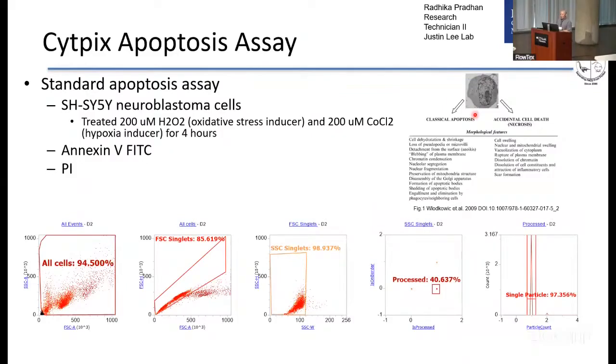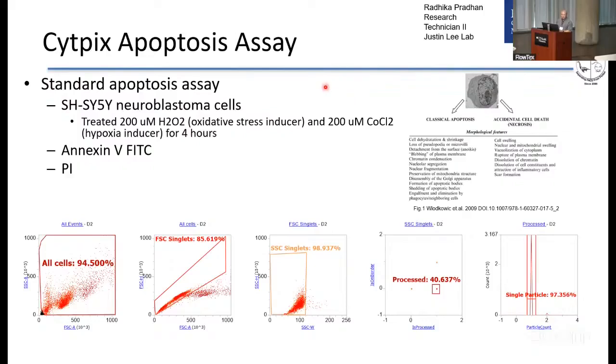As a proof of concept for validating the instrument, we decided to use just a standard flow cytometry assay, an Annexin V PI apoptosis assay, to demonstrate the ability of the instrument to distinguish different stages of apoptosis using conventional flow and see if we can get any enhancement or benefit from having imaging. As you can see from this figure, there are a lot of morphological features that happen to a cell when it undergoes apoptosis or necrosis that could be distinguished by imaging. And Radhika Pradhan from the Justin Lee Lab volunteered her data for this validation, so thank you to her.